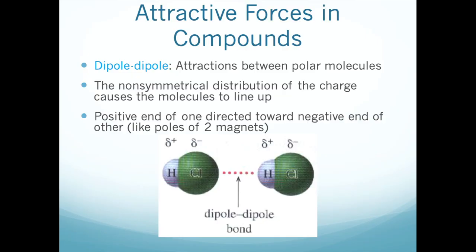Dipole-dipole is basically just an interaction between the positive end of one dipole, one polar molecule, and the negative end of another dipole. It's like the north pole on one magnet attracting the south pole on another magnet. Instead here we have the negative end of one molecule attracting the positive end of another molecule. So that's pretty much it. You just look at a molecule, and if it's polar, it's capable of this dipole-dipole interaction.